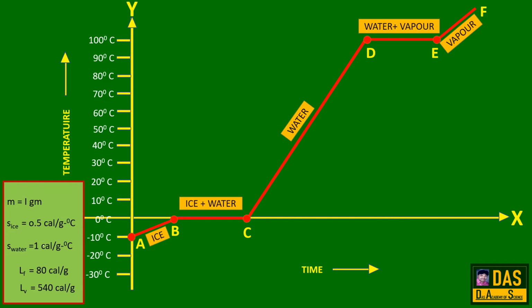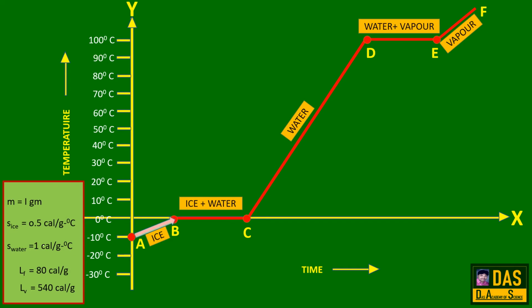First, observe between A and B. Here, there is a change in temperature from minus 10 degrees Celsius to 0 degrees Celsius, and there is no change in the state of the matter.